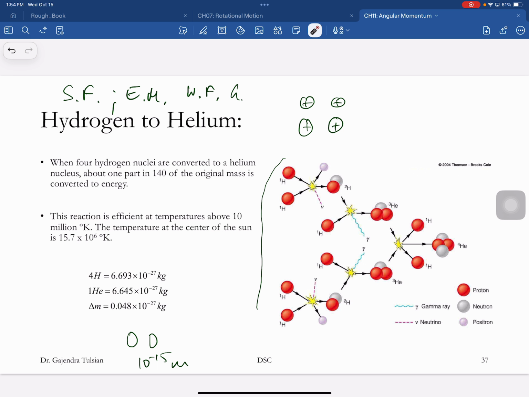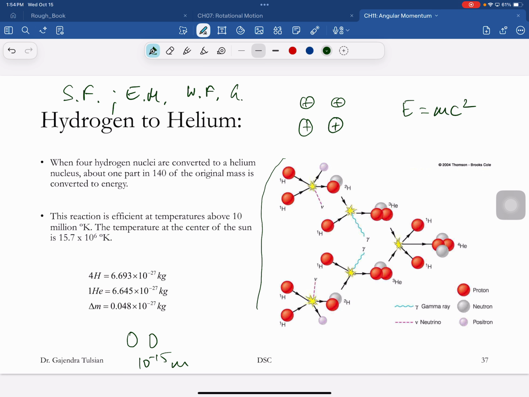Okay, this mass this way is less. Well, what happened to the other mass? So remember, whenever you formed a bound state, your mass reduced. And what happened to that mass? That got converted to energy. That's how the sun produces energy. So it's using this equation, E equal to mc squared.